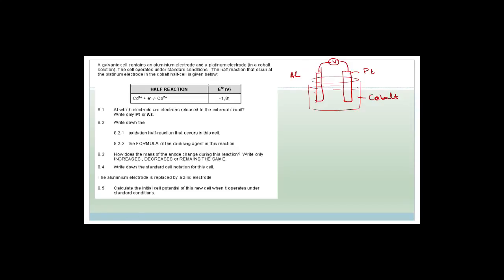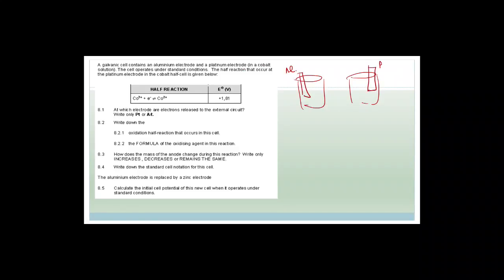Okay, right, now, the half reaction that occurs at the platinum electrode in the cobalt half cell is given as follows. Okay, so they're making it into, yeah, that makes more sense because it has to be a salt bridge. Let me just redraw, erase link. So we've got an aluminium electrode and a platinum electrode in a cobalt solution. Wait, only the platinum, that's what I was getting confused with. Only the platinum electrode is in the cobalt solution, it looks like. And we've got a voltmeter, and we have a salt bridge.